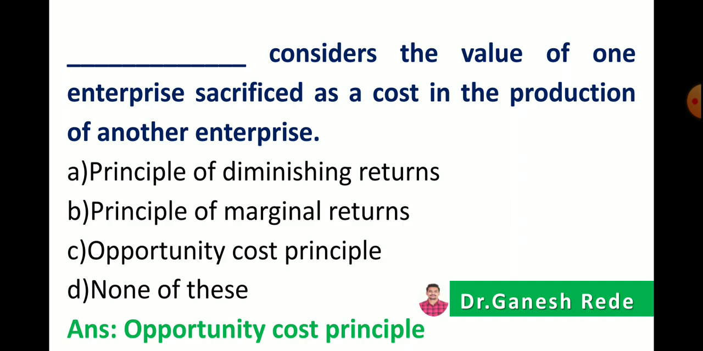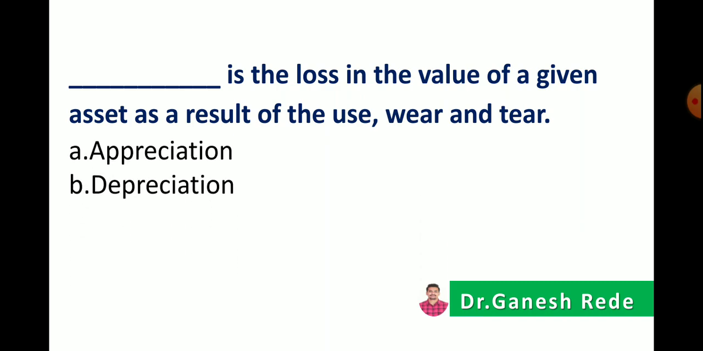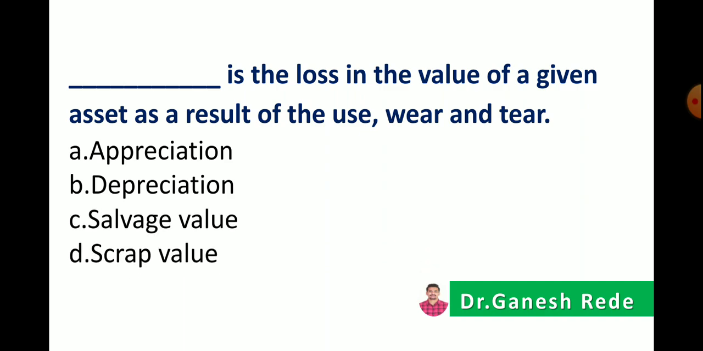The next, dash dash is the loss in the value of a given asset as a result of use, wear and tear. Option A, appreciation. Option B, depreciation. Option C, salvage value. Option D, scrap value. Correct answer is option B, depreciation. Depreciation is the loss in the value of a given asset as a result of use or wear and tear.